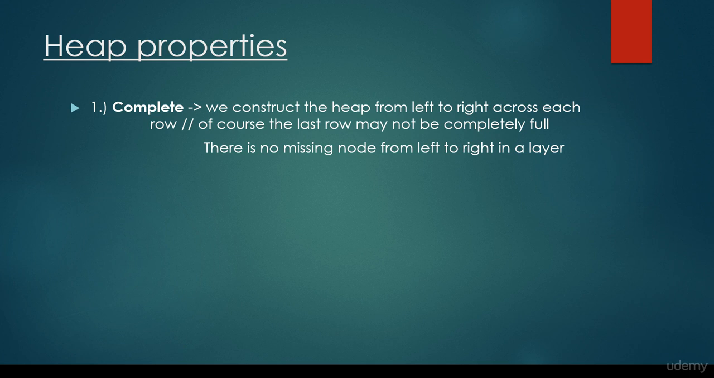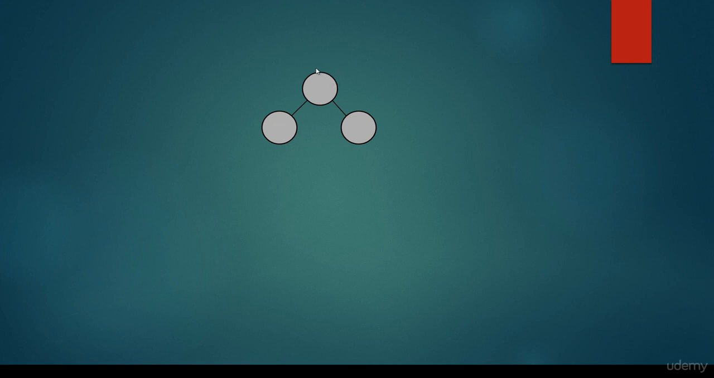So we construct the heap from left to right across each and every row. Of course, the last row may not be completely full, which means that there is no missing node from left to right in a layer. For example, we have inserted the first item, it's going to be the root node. The next node we insert is going to be the left child of the root node, no matter what.